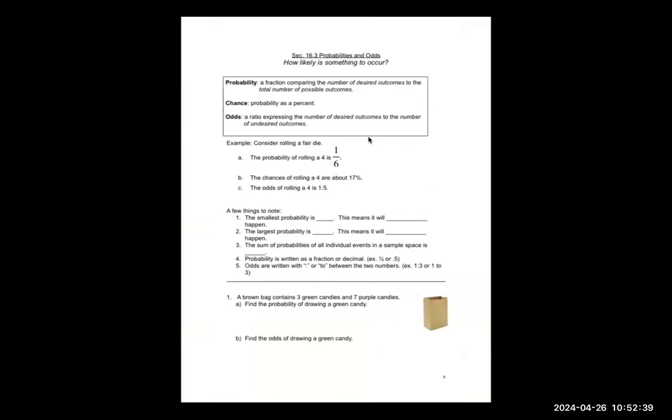Probability is the likelihood that something is going to occur. As I saw a minute ago, when they ask for the probability, it's usually written as a fraction: the number of desired outcomes, the number of ways that you can get what you want to happen, over the total number of possible outcomes. That's what the probability is.